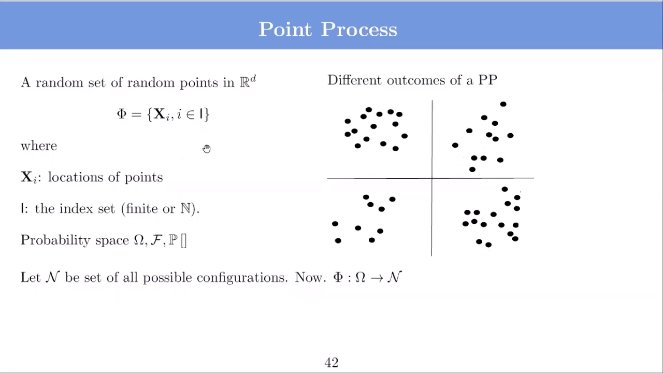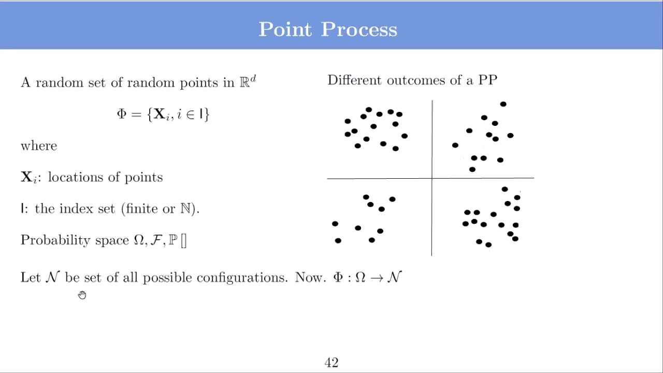This is a random event, a random experiment, so I can assign a probability space to that. So this means whenever I do this experiment, I get one set of points which are deterministic. But every time I do this experiment, I get a different set of points. So different outcomes of a PPP look like this. This is one realization, another realization, third realization, and fourth realization. So each of them is one realization, one outcome of the random experiment.